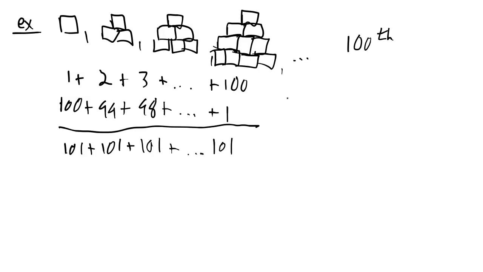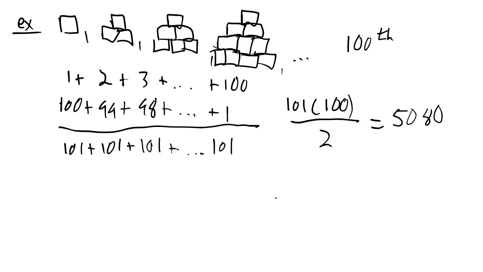So this is 101. And how many times do we have that? Well, we have that 1 through 100. So we have that 100 times. But he said this is the same thing repeated twice, right? It's what we need repeated twice. So we're going to divide it by 2. And he found out that the correct number was 5,050.